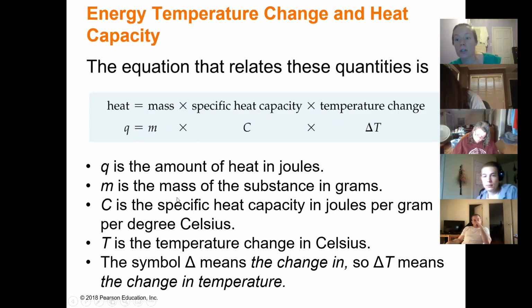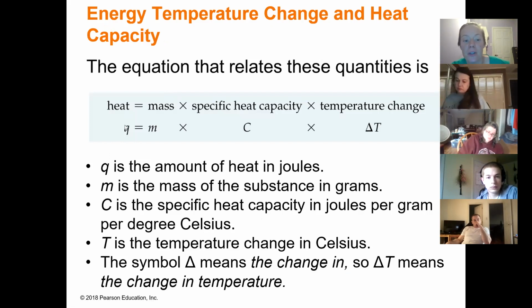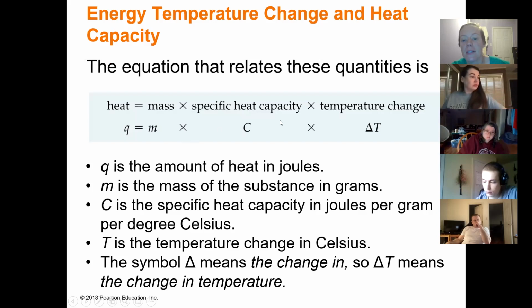So how do all these terms come together? Well, we have this big equation. It's not that big. It's not that dramatic. It's 4 or 5 variables. It's the Q equals MCAT equation. That's what I call it. So Q equals M times C times delta T.